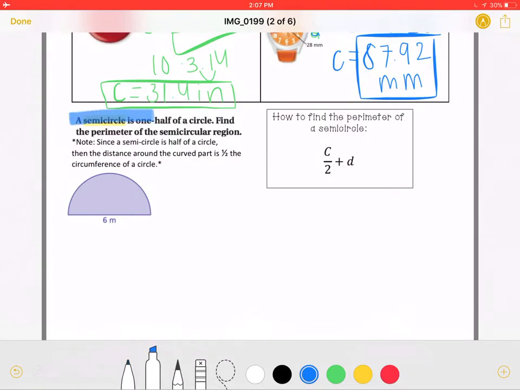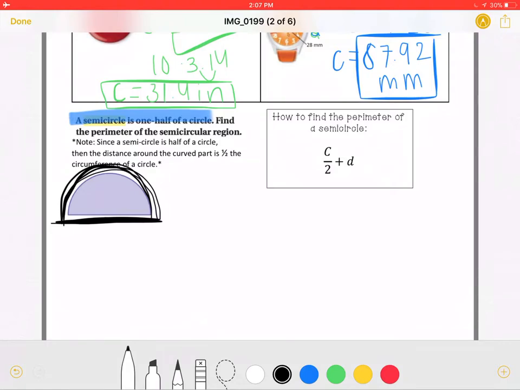A semicircle is half of a full circle. We're going to find the perimeter of the semicircular region. Guys, when I say the word perimeter, it means we're adding up the entire outside of this shape. So we have this base that is 6, but we have to figure out what this curved part is. That's what we're trying to figure out, and then we want to find the total.